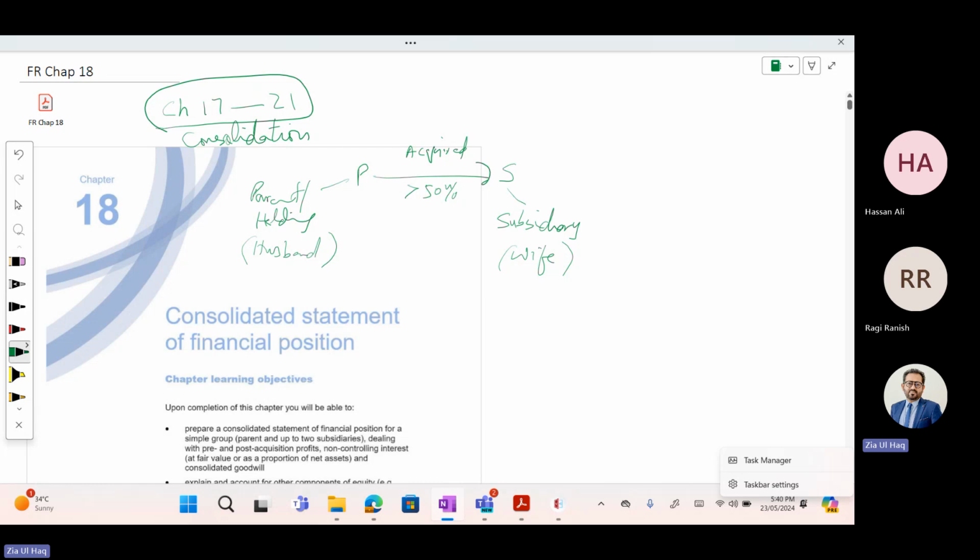And now P has to prepare consolidated financial statements. Mean S will prepare their own financial statements, P will prepare their own financial statements, as well as P has to prepare consolidated financial statements. Merger is something different. Here two companies are both operating separately. In merger, they merge with each other with the same name. Here, their identity will remain separate. But as company P has acquired more than 50% share capital of company S, now we call it a subsidiary.